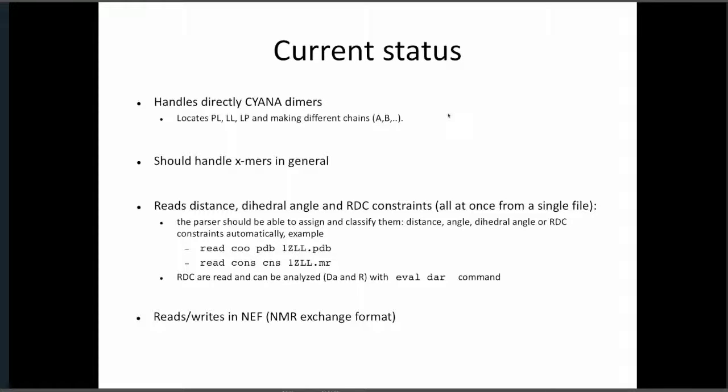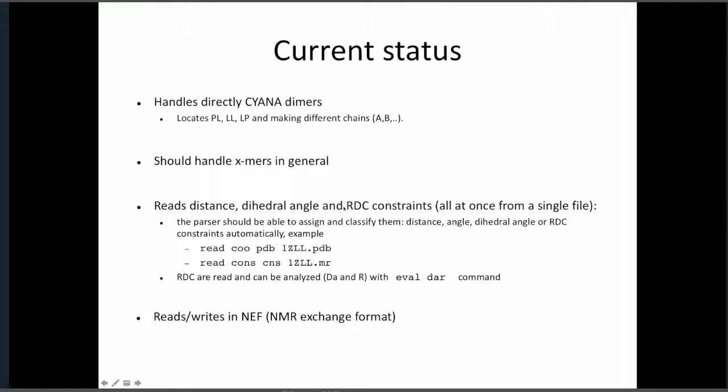So the current status: I wanted to mention that it will handle Sayana dimers directly. It will locate the protein to linker, and the linker to protein, and it will create different chains depending on these keywords. So it will provide a file ready to be used by Explore or CNS or the others that don't use those linkers. In general, it should handle XMERs properly. One of the files I was showing you, the 1ZLL, is a pentamer, I believe, and it reads pretty well and calculates everything.